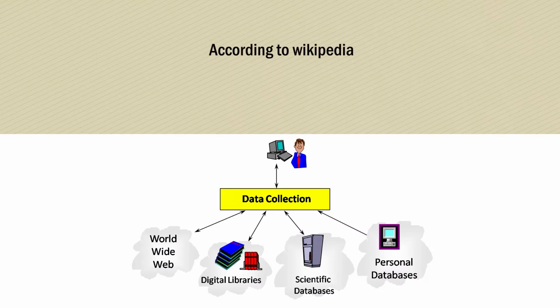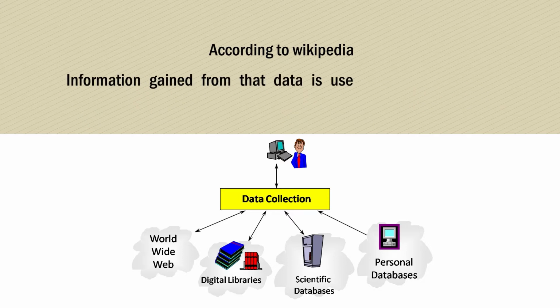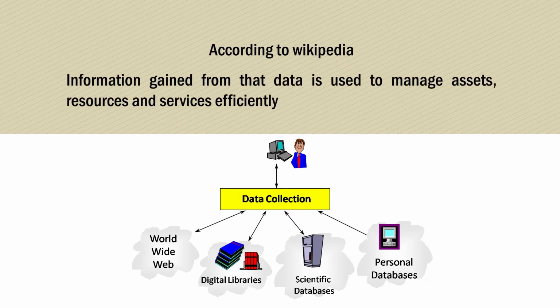If you look at the definition given by Wikipedia, a smart city is a technologically modern urban area that uses different types of electronic methods and sensors to collect specific types of data. Information gained from the data is used to manage assets, resources, and services efficiently. In return, the data is used to improve operations across the city.